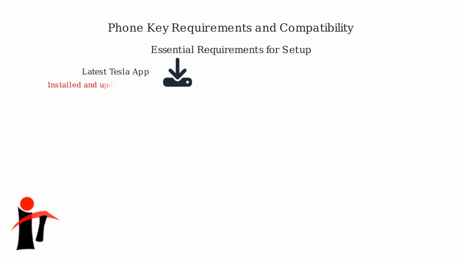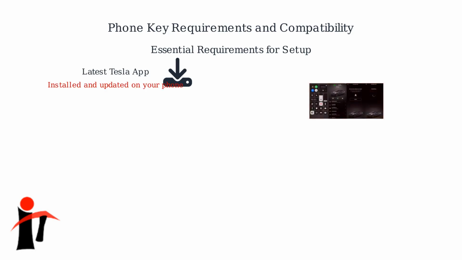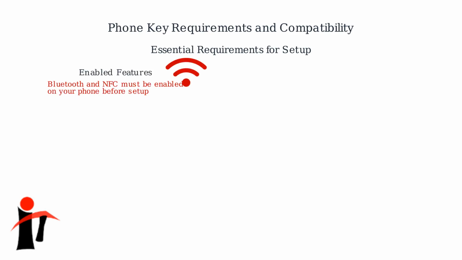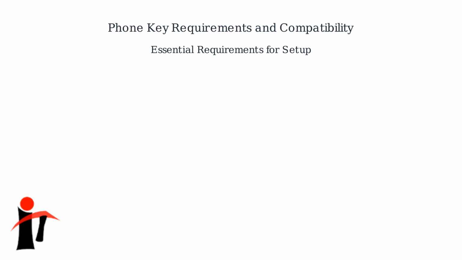Third, you must have the latest version of the Tesla app installed on your phone. This ensures you have access to all the phone key features and updates. Finally, before starting the setup process, make sure both Bluetooth and NFC are enabled on your phone. These wireless technologies are essential for the phone key to communicate with your Tesla vehicle. With these requirements met, you're ready to proceed with setting up your phone key.